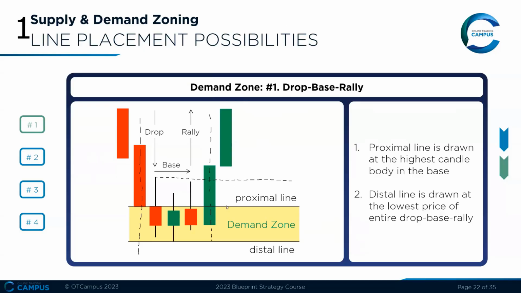Now, where it becomes tricky is, depending on the wicks down here, your distal may change, right? So wherever the lowest wick is of the entire formation, we look at the leg in, the leg out, and the basing candles, we would put the distal line accordingly.